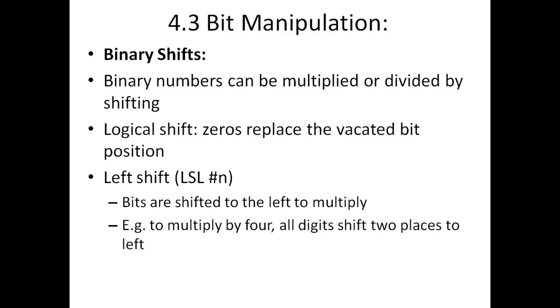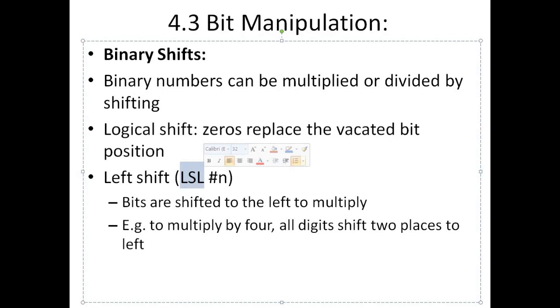But there are other types of shifts as well apart from the logical shift which you have studied in your O levels. The first type of shift is known as logical shift, and it means that 0 replaces the vacated bit positions whether you are shifting them towards the left or towards the right. There are two types of logical shift: the shift left, which is written as LSL, and then hashtag some number. Bits are shifted to the left to be multiplied by these many numbers.